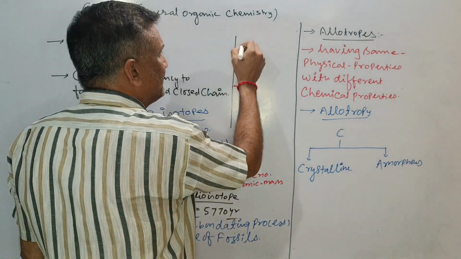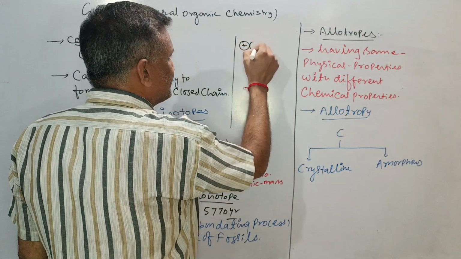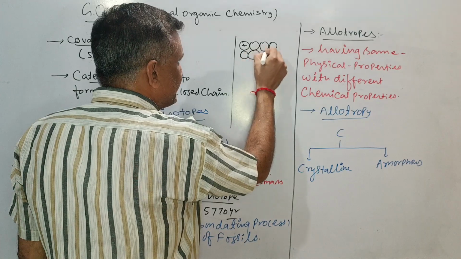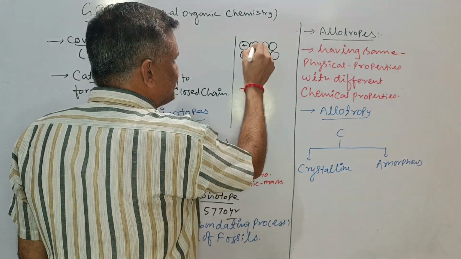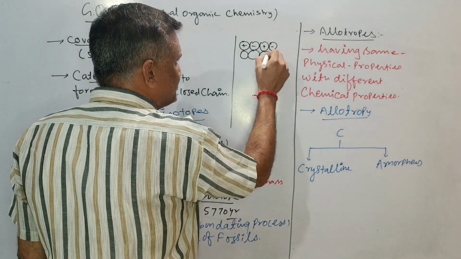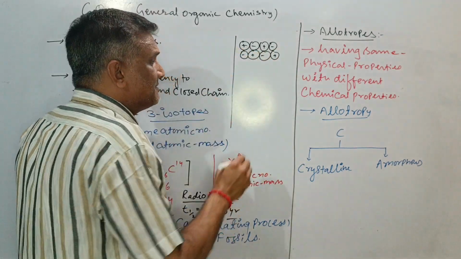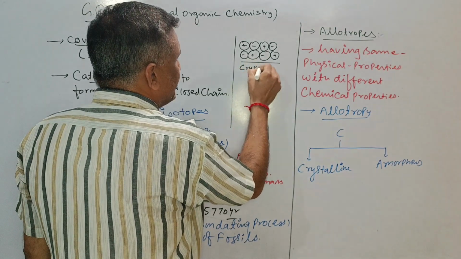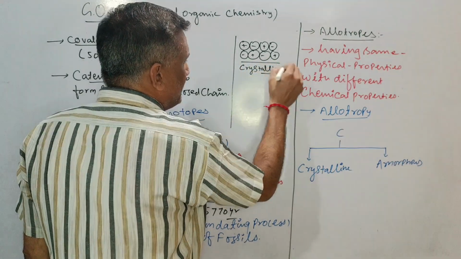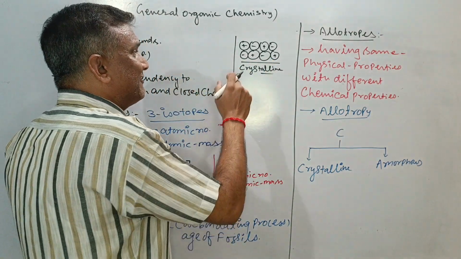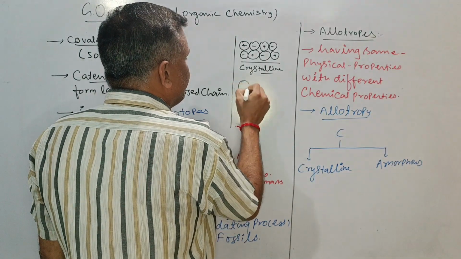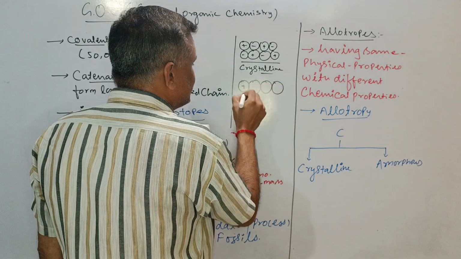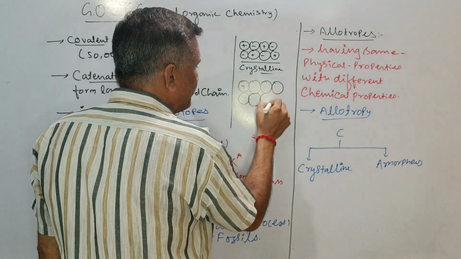We can take it over here. These are the arrangements of the particles: plus, minus, plus, minus, plus, minus, plus, and minus. This is called the crystalline form or crystalline allotrope, a regular arrangement of particles. And further, if you want to take amorphous, it can be understood by the following diagram.